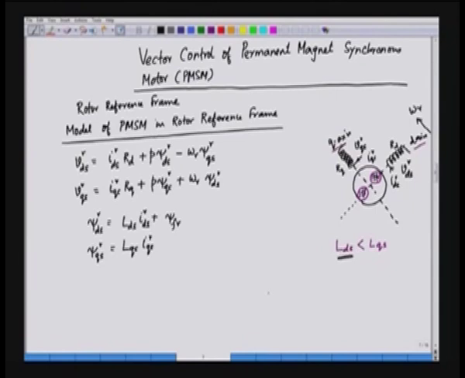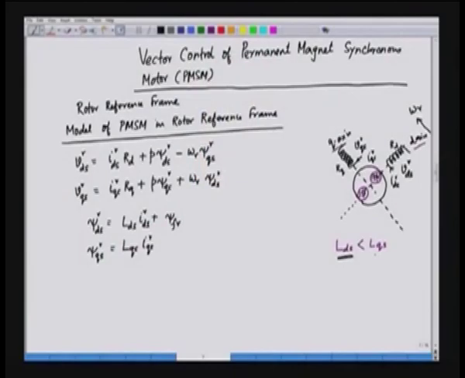On the other hand, in the Q axis we have no magnet. In the Q axis we have only iron and air gap. So, the Q axis permeance is more and hence the Q axis inductance is more. It is opposite to a normal synchronous machine where we have LDS higher than LQS. In a permanent magnet synchronous motor LDS is lower than LQS. So, we have this inequality here that LDS, the D axis stator inductance, is lower than the Q axis stator inductance. So, we have this equation for the flux linkage.